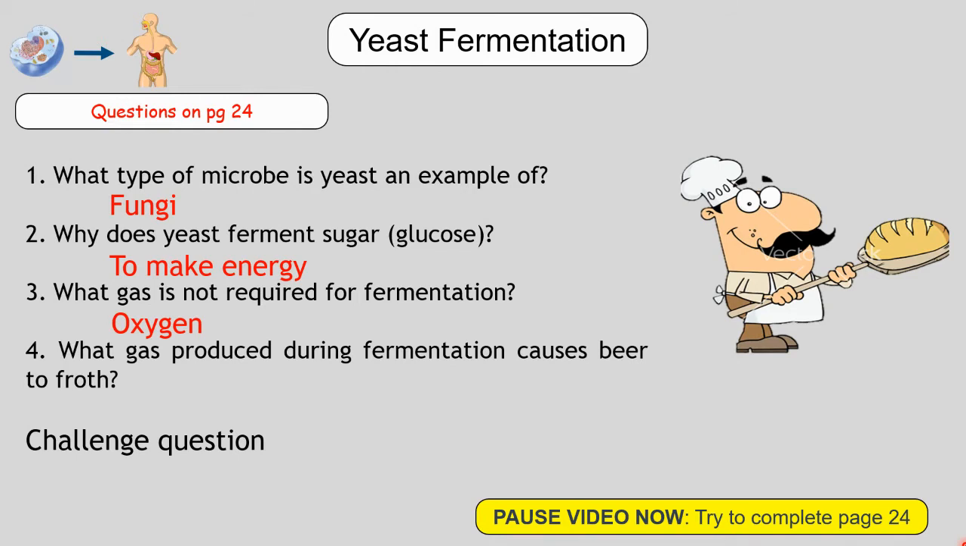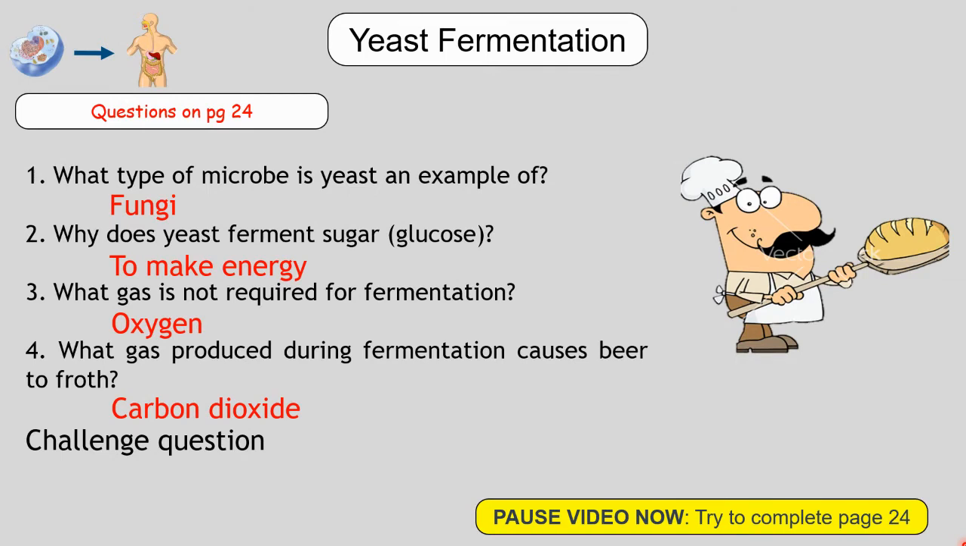What gas is not required for fermentation? We do not need any oxygen. We don't want any oxygen there. And what gas produced during fermentation causes beer to froth? That's carbon dioxide. That's what causes all the bubbles on top of beer.